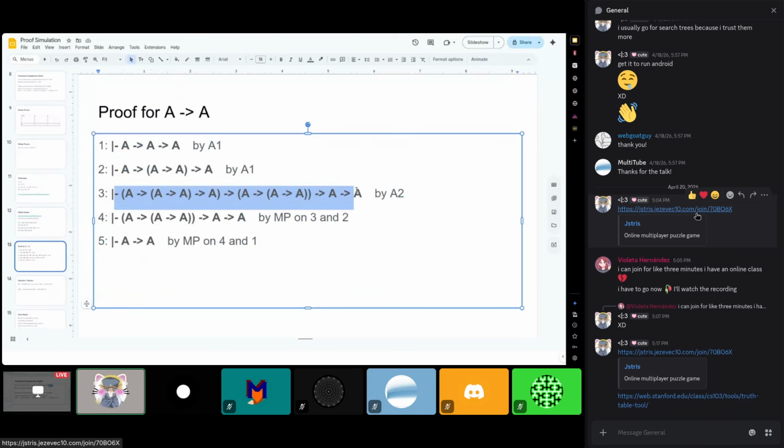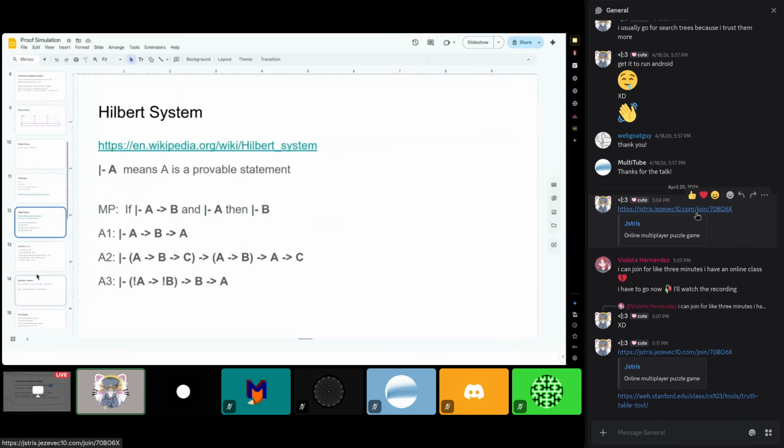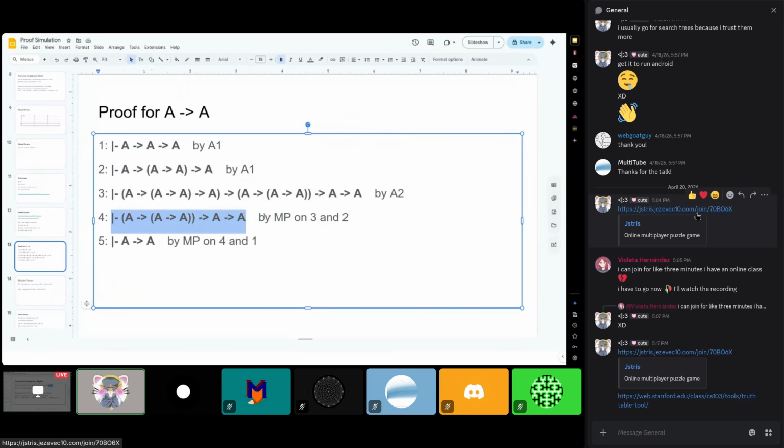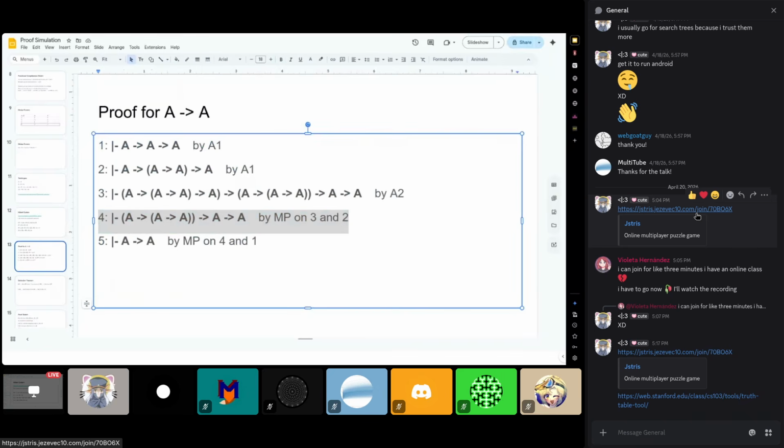And then you can also prove this by A2, and then this is how you'd use the modus ponens rule, all right? So we know that 3 is true, and 3 is of the form this implies that, so we know that this is true, right? Does that check out for the modus ponens rule? Yes. All right, and then from here we can prove A implies A using modus ponens on three.